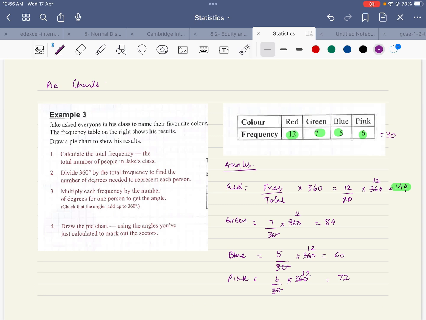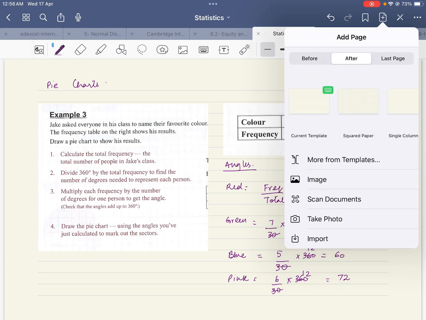144 plus 84 is 228. 228 plus 60 is 288. Plus 72 is 360. So we have taken out all the angles correctly. Now how do we draw the pie chart?